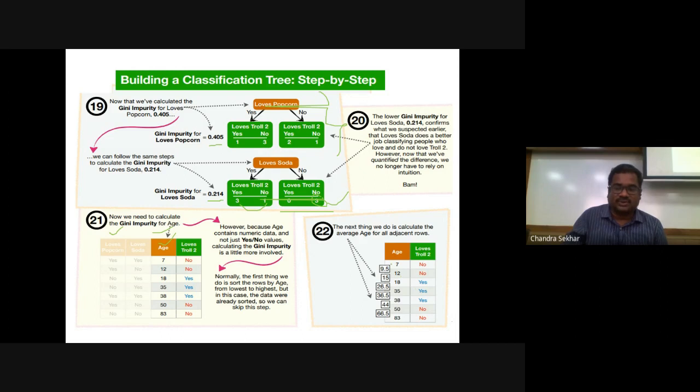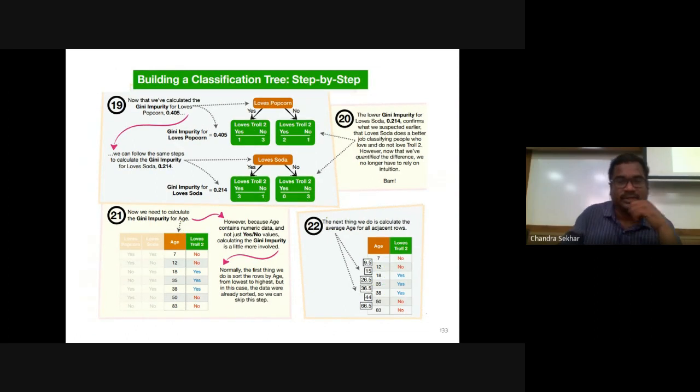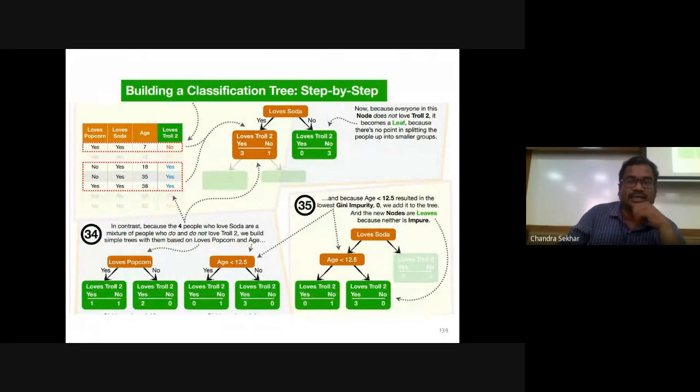So I have taken age, loves troll 2. Now what is the average of these two? 19 by 2, 9.5. 12 plus 18, 30 by 2, 15. 35, 38, this one. Like that, I need to compute the average of adjacent values. These are the values and this is the label. For loves soda, in this particular case no issue, nothing to touch. So I need to solve this particular problem.